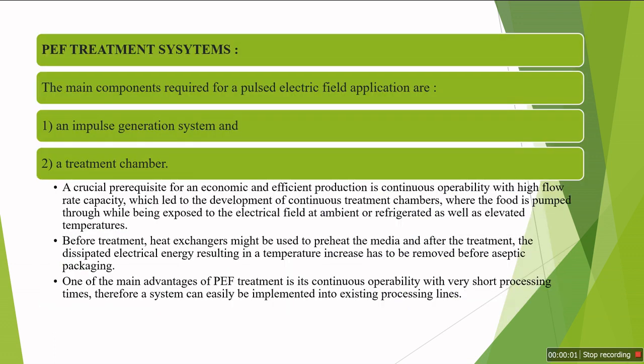PEF treatment system. The main components required for a pulse electric field application are an impulse generation system and a treatment chamber. A crucial prerequisite for an economic and efficient production is continuous operability with high flow rate capacity, which led to the development of continuous treatment chambers where the food is pumped through while being exposed to the electric field at ambient or refrigerated as well as elevated temperatures. Before treatment, heat exchangers might be used to preheat the media, and after the treatment, the dissipated electrical energy resulting in a temperature increase has to be removed before aseptic packaging.